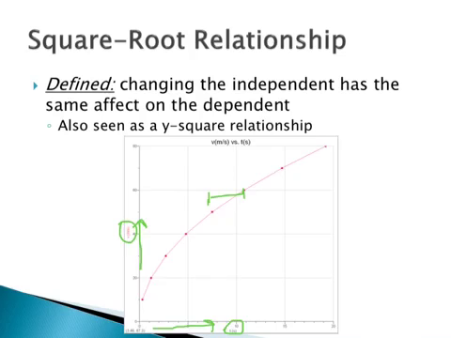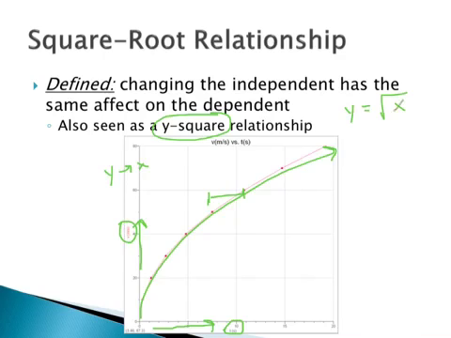A square root relationship is also known as a y-square relationship. If you were to take this graph and rotate it such that your y-axis was your x, you would see that this also looks like a y-squared or a square relationship. Whereas if y is increasing, x is going to increase at that rate. So a square root relationship and a y-square relationship are the same thing. If you think of a function, this would be the function y equals the square root of x.